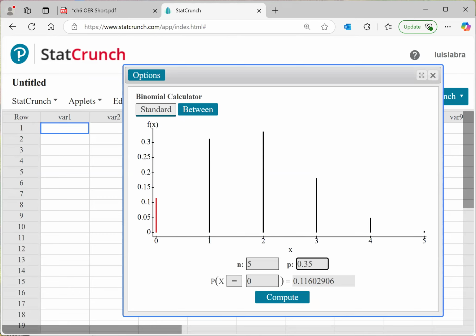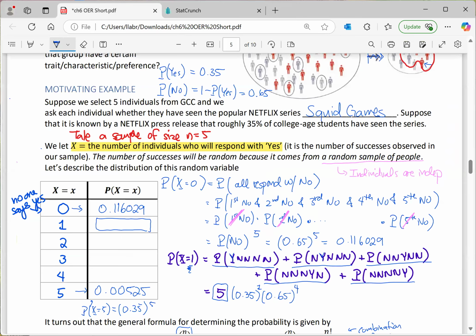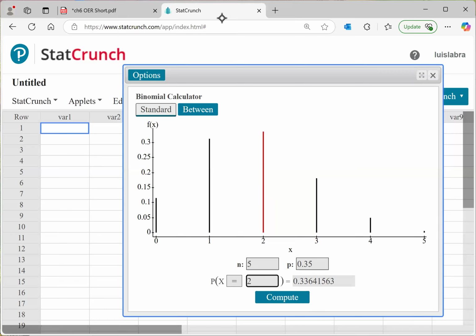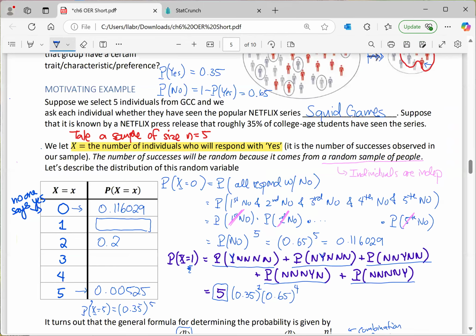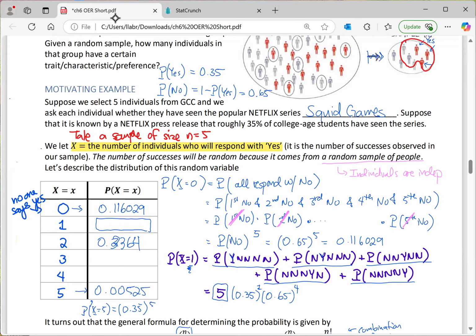Can't annotate right now for some reason. Okay, that's weird. Anyway, here we have it on the x-axis: 0, 1, 2, 3, 4, 5. And you can see that the most likely outcome is 2. So if I find the probability that X is 2, that there are 2 successes, that's 0.3364. So I know what goes in here now. So that's the most likely outcome: 2 individuals will respond with a yes.